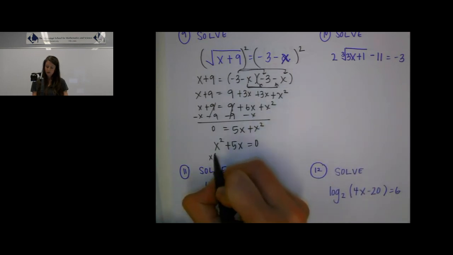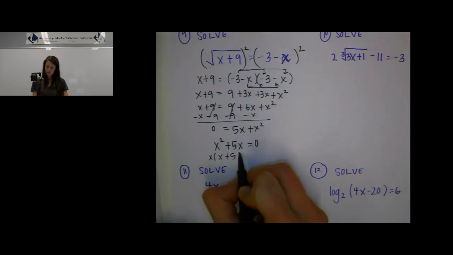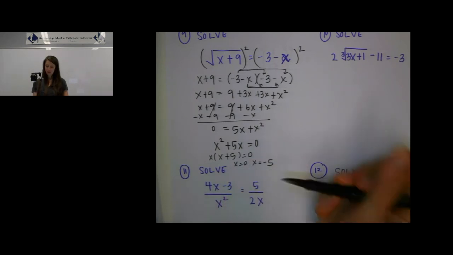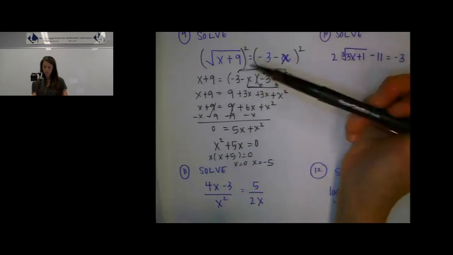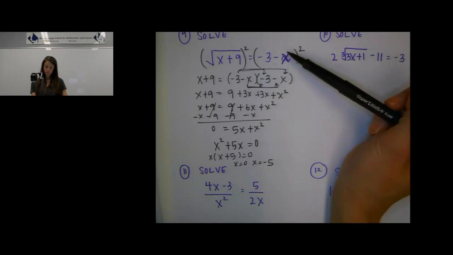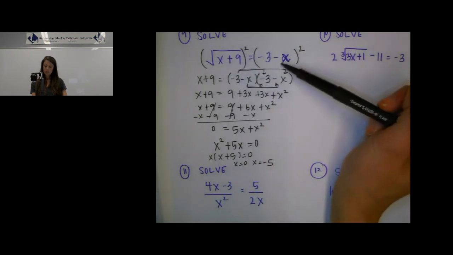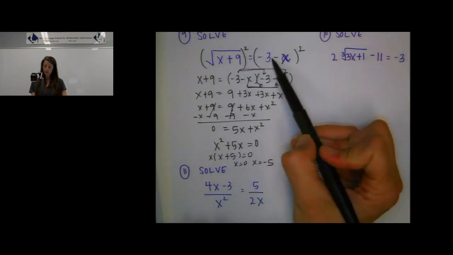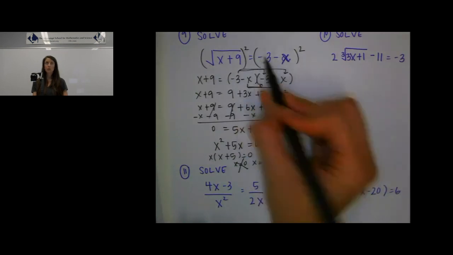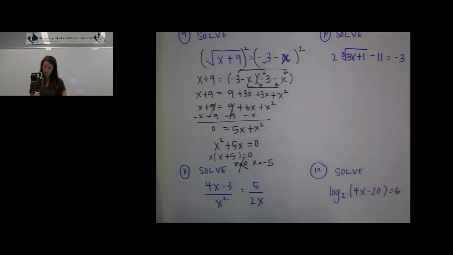So factor out your x. So x times x plus 5 is equal to 0. So x is 0, and x is going to be equal to negative 5. So if you plug in a 0 here, that would not be an answer, because it would give you just a negative 3, and we can't have that.